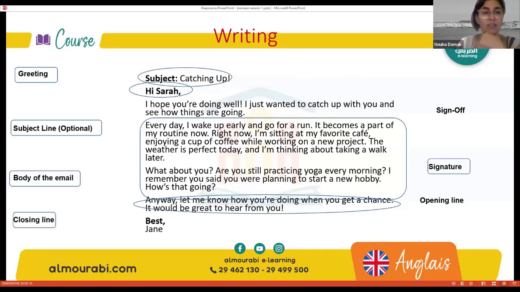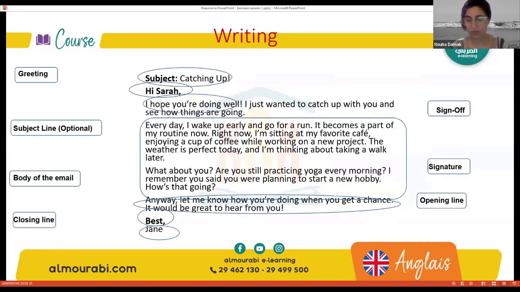Signature first. Where is the signature? Which one is the signature? It's just Jane, the name. Okay? What about sign off? It's best. And the opening line, of course, I hope you're doing well, okay? I just wanted to catch up, etc., etc. Or the context of the email, okay? I've heard that you are doing this, so that's why I'm writing your email, etc., etc. Okay? So the opening line is, hope you're doing well. Okay.